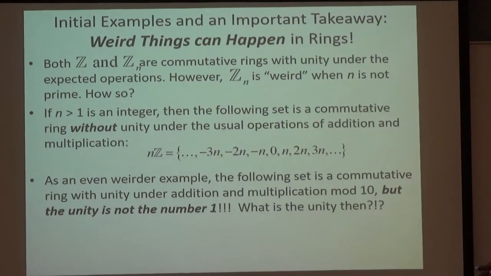An even weirder example is that the following set is a commutative ring with unity under addition and multiplication mod 10, but the unity is not the number 1. What in the world is this set? It's 0, 2, 4, 6, 8? Really?